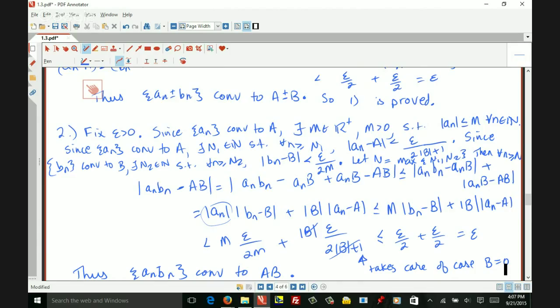That makes sense? You guys starting to see the pattern here. You choose a capital N for the An sequence. You choose another capital N for the Bn sequence. And you choose the biggest of those two N's and do some arithmetic.